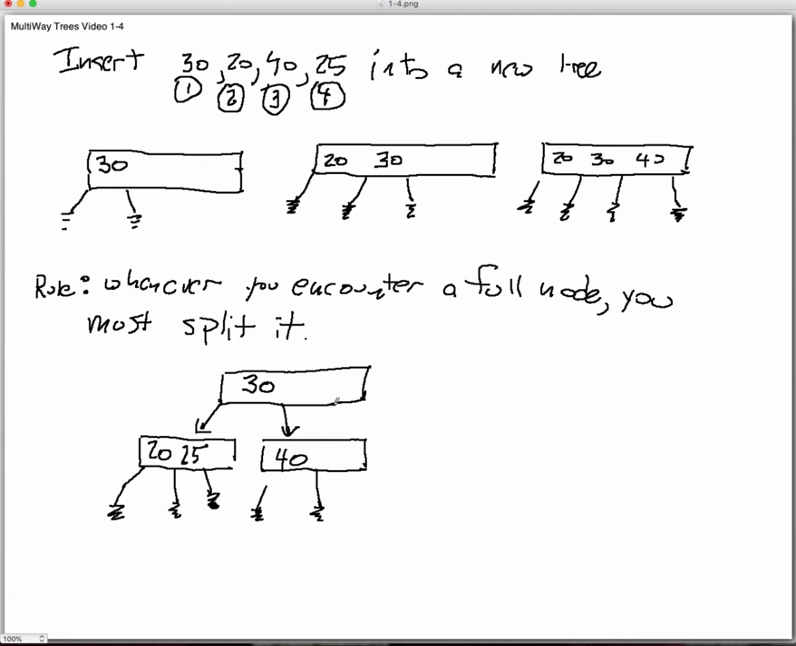Okay? I want you to notice that at this point, the tree is even, or the tree is balanced. And we're going to see that 2, 3, 4 trees stay balanced, which is a really nice property.